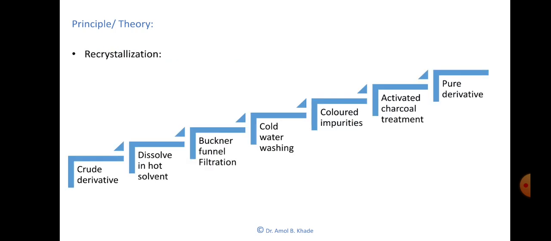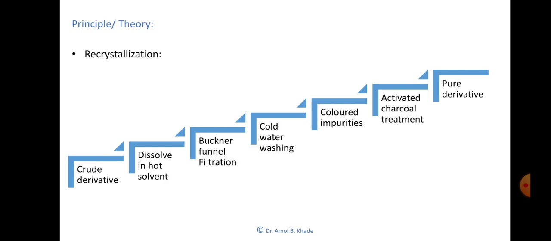Okay, so it involves a series of steps. Recrystallization is very important to get a pure compound, and it should be done very carefully. So what you have now is the crude derivative, and this crude derivative should be converted into a pure derivative. So what we do first, we take the crude derivative and dissolve it in a suitable solvent. You have to select the solvent in such a way that it has a very high solubility towards your solid derivative.